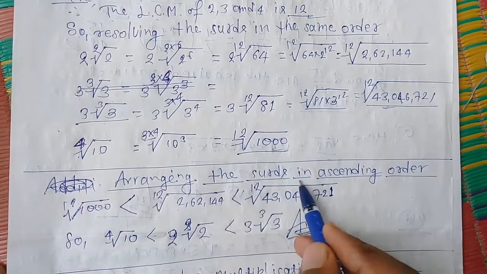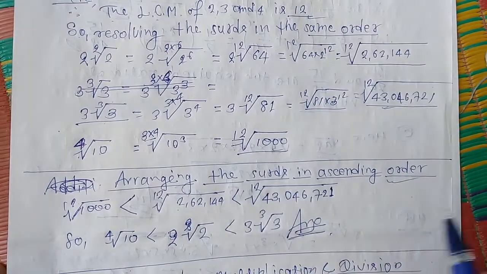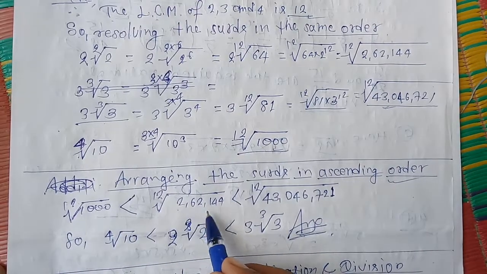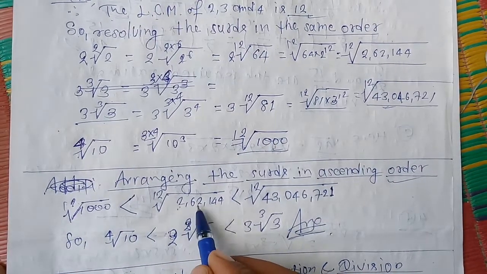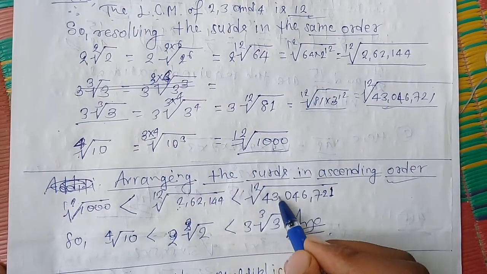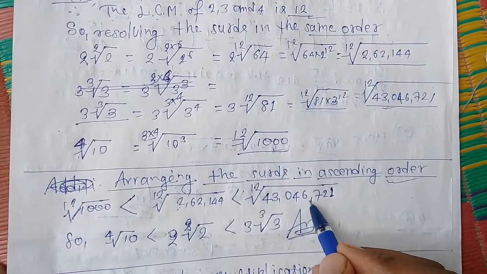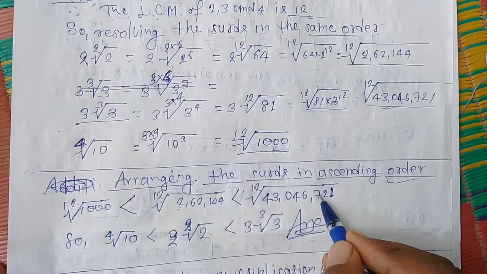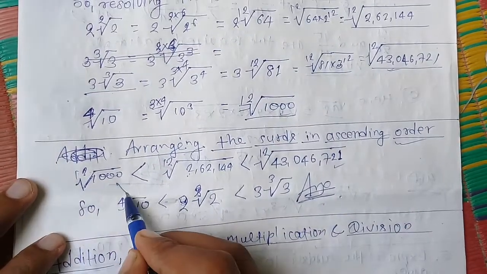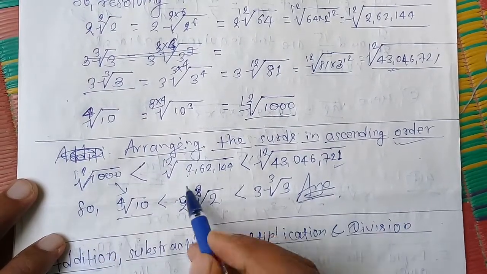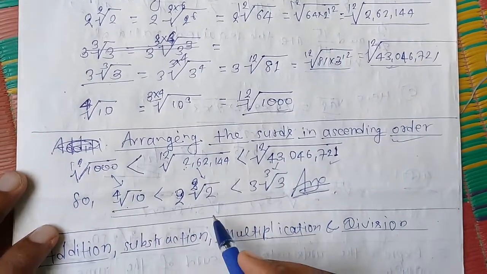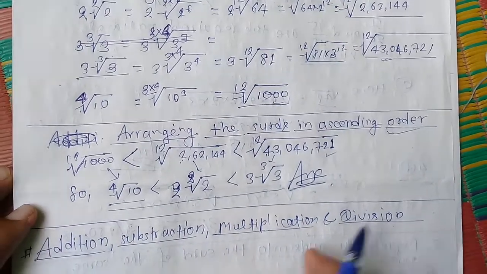So arranging the surds in ascending order, the 12th root of 1000 is less than the 12th root of this number, 262,144, which is less than the 12th root of 531,441. So these are the arrangement in ascending order of these numbers.